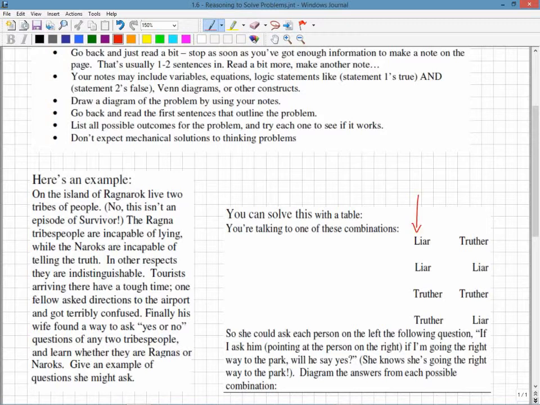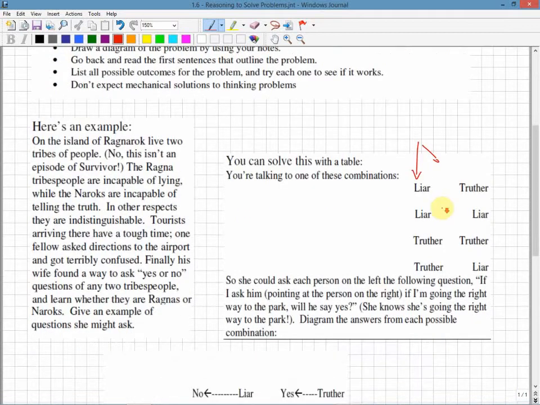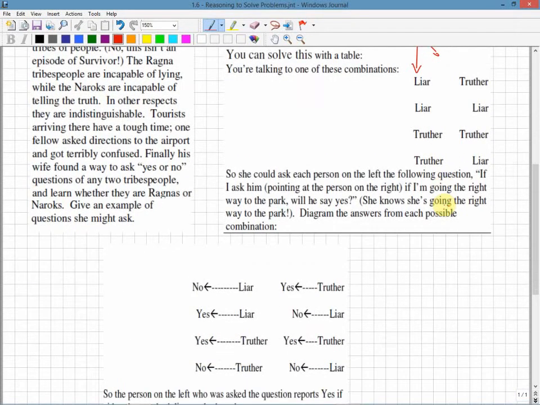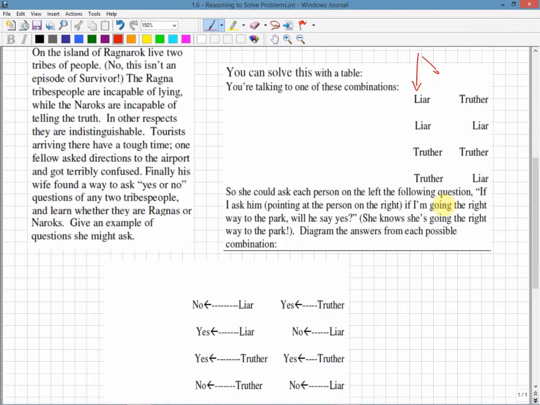Looking at this information, she could ask each person on the left the following question: if I ask him, if I'm going the right way, will he say yes? And she knows she's going the right way to the park. So here's a diagram of what that looks like. If she asks the person on the left, the liar, is he going to tell me that I'm going the right way to the park? And she knows she's going the right way.